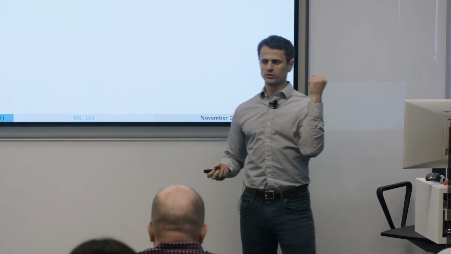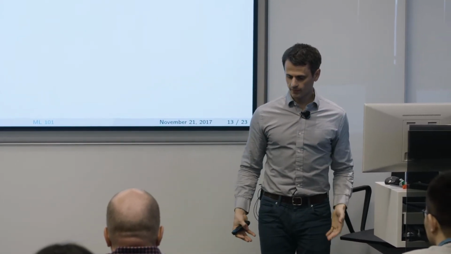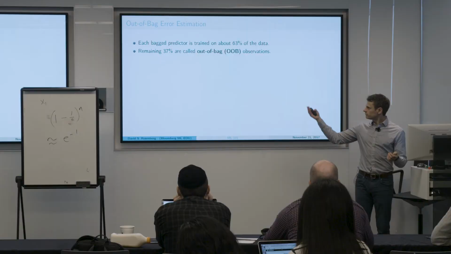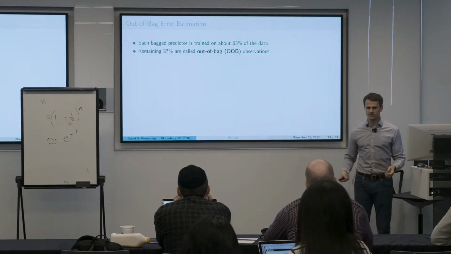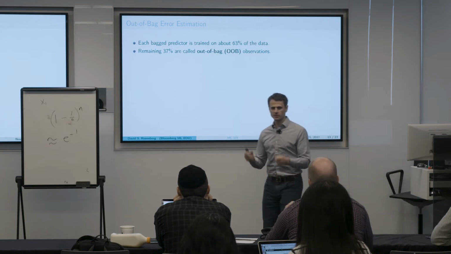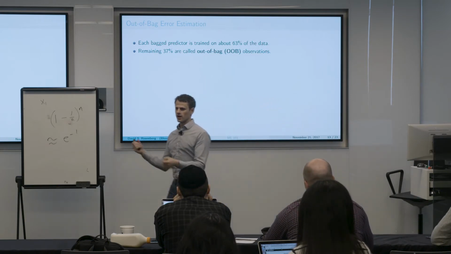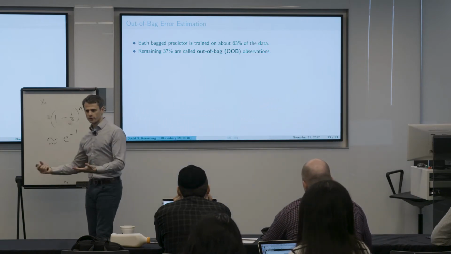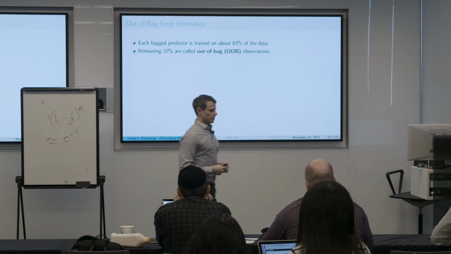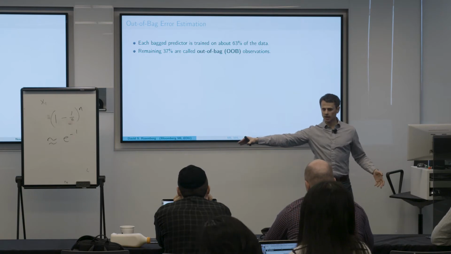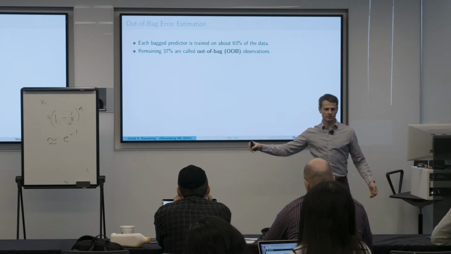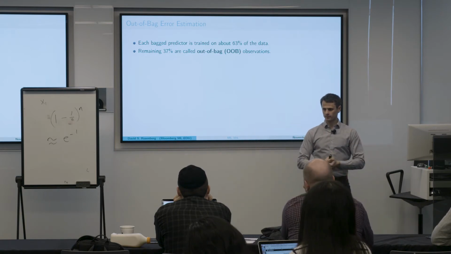So now for any particular example in your original sample, it's going to show up in roughly 63% of the bootstrap samples. Maybe it shows up in this one, is missing from this one, shows up in this one and this one, but not this one, for example. So we have our B models from each of the bootstrap samples. We combine them, all right?